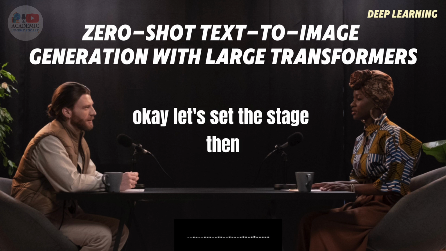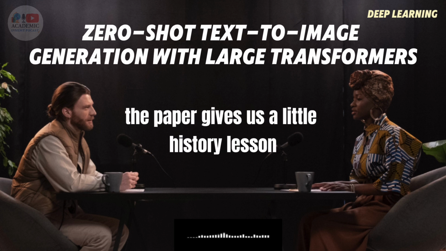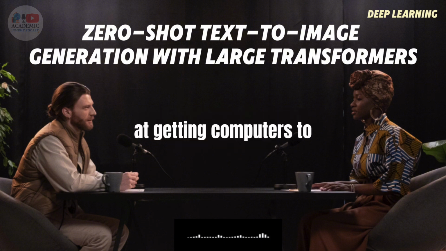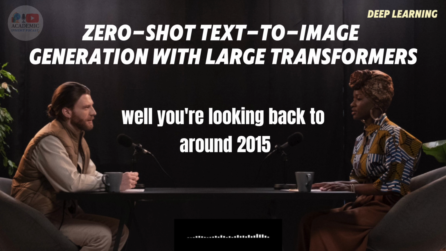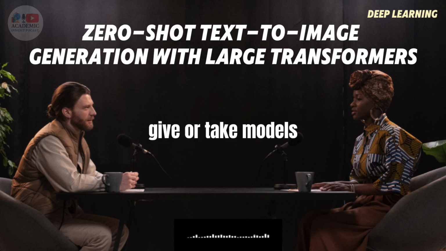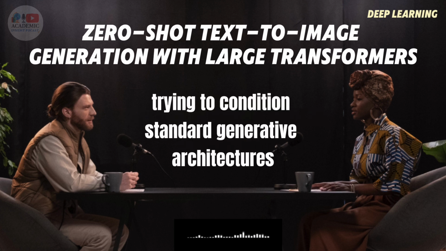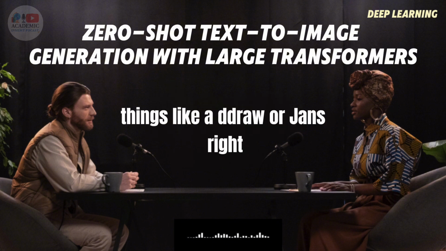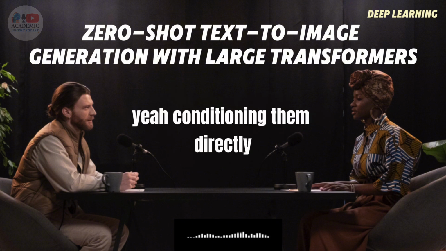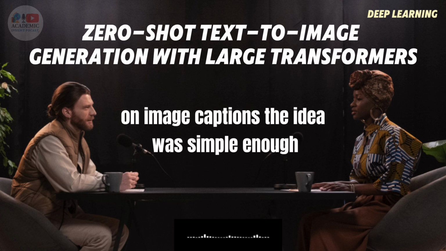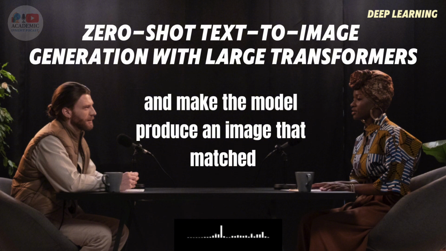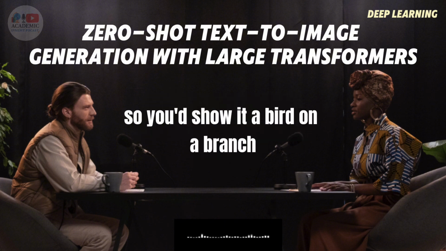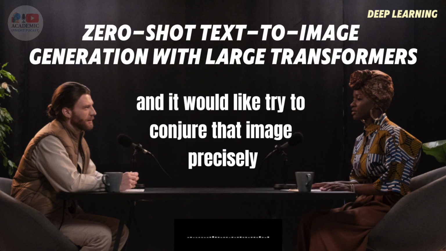Okay, let's set the stage then. The paper gives us a little history lesson. What were some of the early attempts at getting computers to draw from text? Well, you're looking back to around 2015, give or take. Models trying to condition standard generative architectures, things like DRAW or GANs. Right, the usual suspects back then. Yeah, conditioning them directly on image captions. The idea was simple enough. Take a text description and make the model produce an image that matched. So you'd show it a bird on a branch, and it would try to conjure that image.